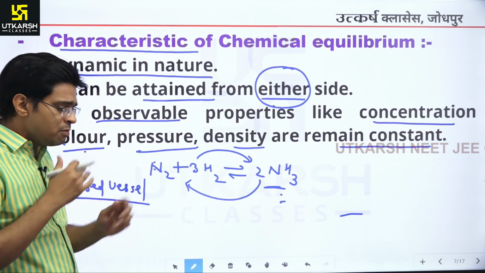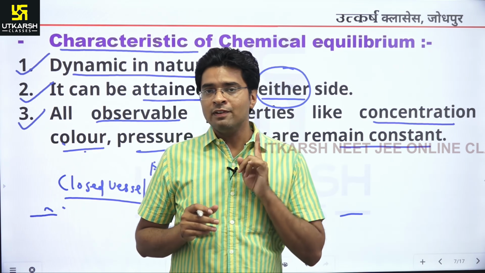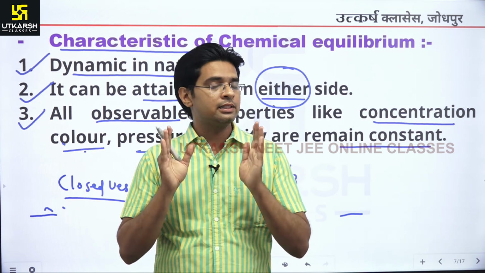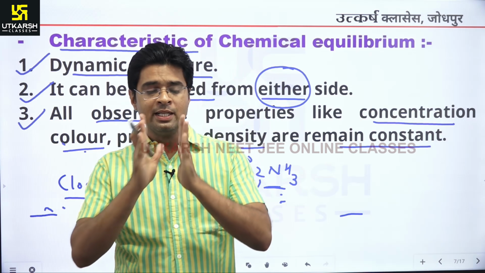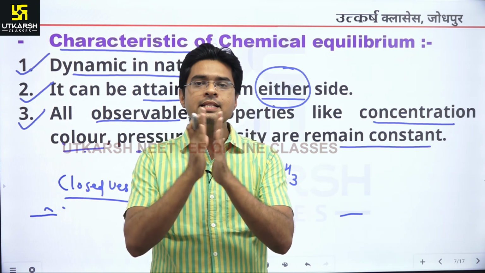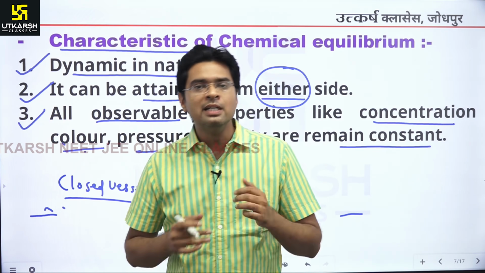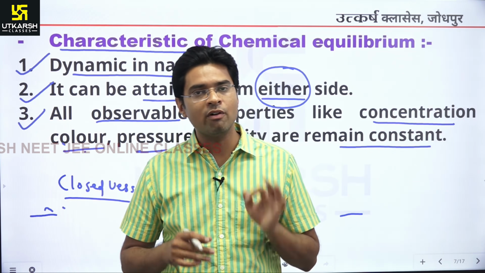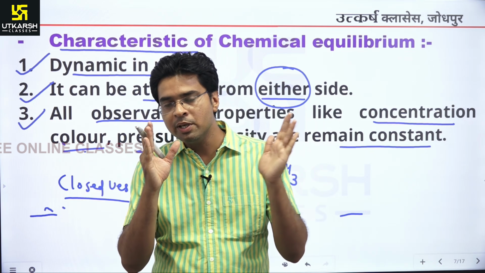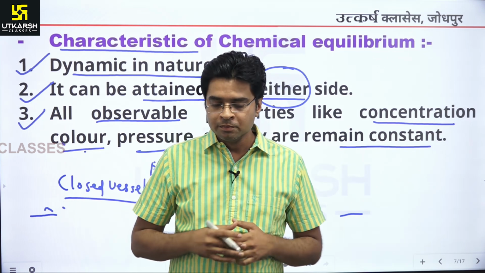Okay, so now I am summarizing whatever we have learned about chemical equilibrium. First, we understood what equilibrium is. Equilibrium is the state of balance, where two opposite forces cancel each other. What is chemical equilibrium? It is basically a state of a reversible process in which the rate of the forward reaction becomes equal to the rate of the backward reaction. This is known as chemical equilibrium.